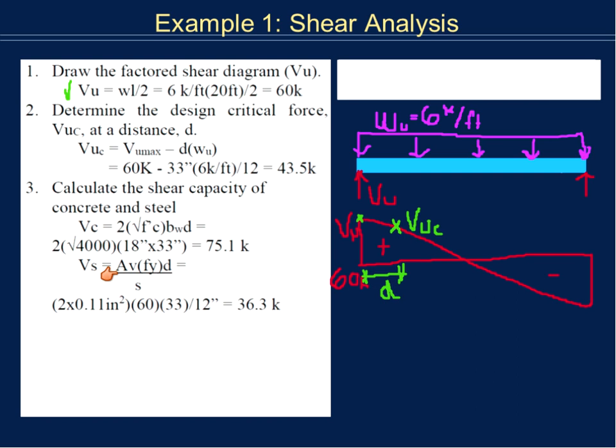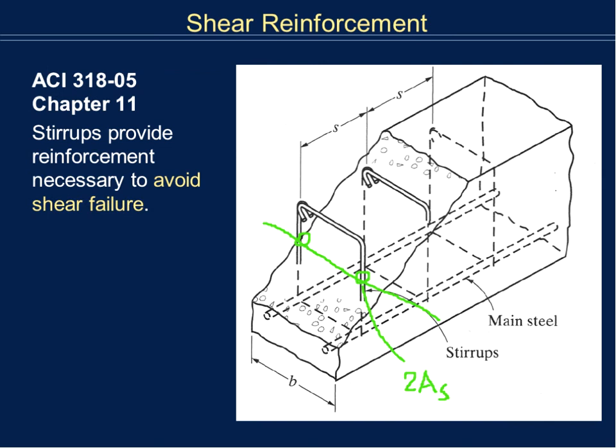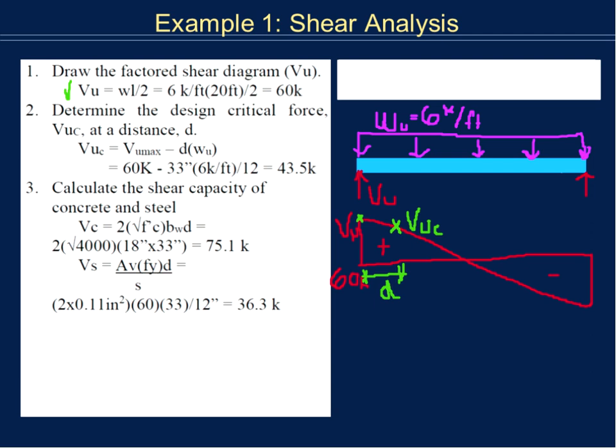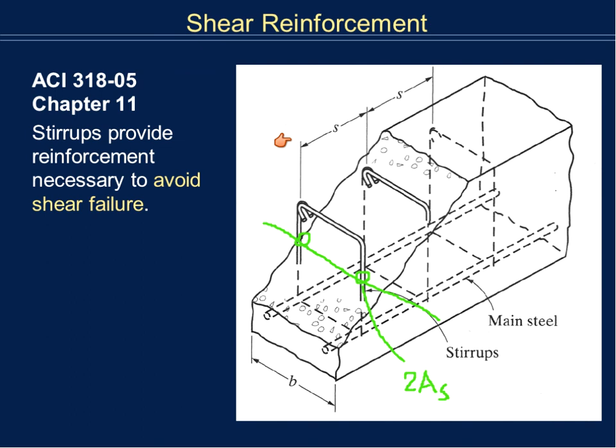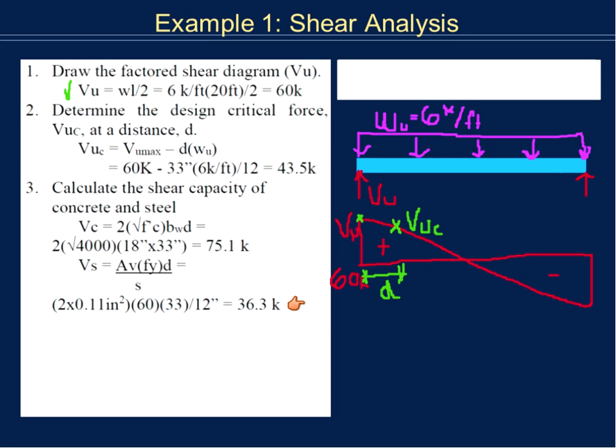Now if we determine the shear resisting capacity of the steel, we have two number threes. Again, just to go back, the reason why it's two number threes is if you were to take a cut across one stirrup, you would cut across through one diameter of the stirrup, two diameters of the stirrup. So that's why it's two times the area of the stirrup, which is two number threes. Then we have the yield strength of the steel, which is 60 KSI. Effective depth of 33 inches divided by the spacing. And again, the spacing in between each stirrup was given as 12 inches. That gives us a steel shear capacity of 36.3 kips.